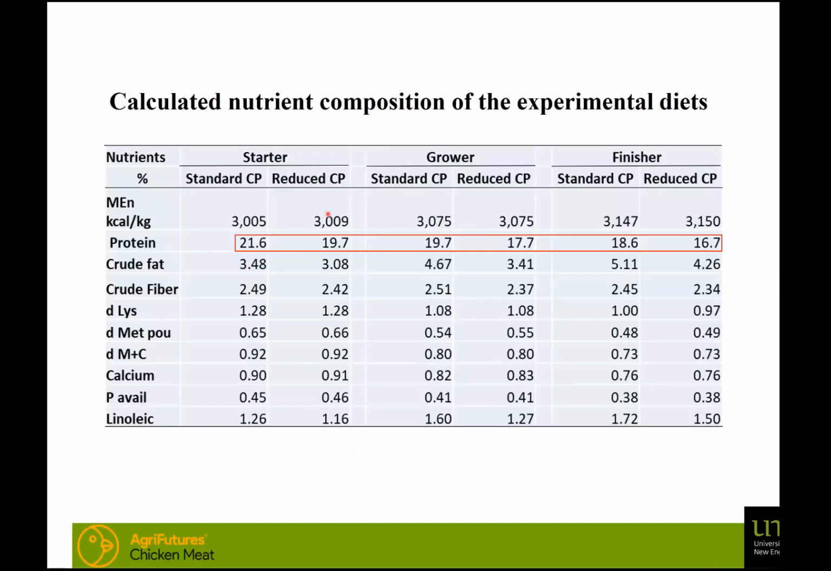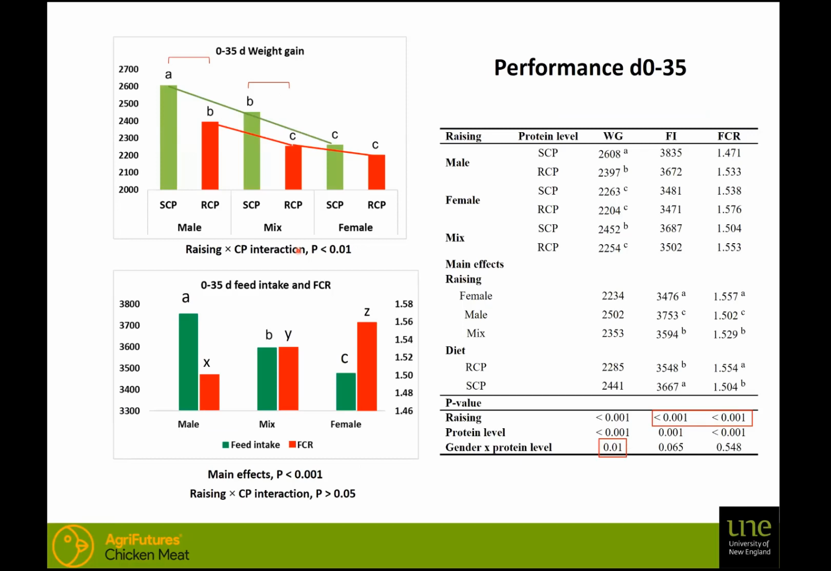So that's the diet we used. Just look at the protein level, about 2% lower for reduced protein, and the normal protein is according to the requirement of the chickens. So that's the data we have produced. For the pen weight, that's the average of the pen we measured. I'll just show you the day 35 weight gain, FCR, and feed intake.